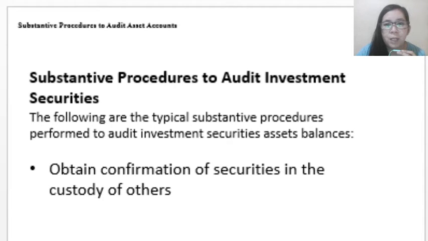Okay, aside from the inspection and counting, the auditor can also obtain confirmation of the securities which are in the custody of an outside party. These can be held in a safety deposit box in a bank or in another financial institution which offers the handling of such investment securities. So here, the auditor can ask them directly if these are indeed existing.